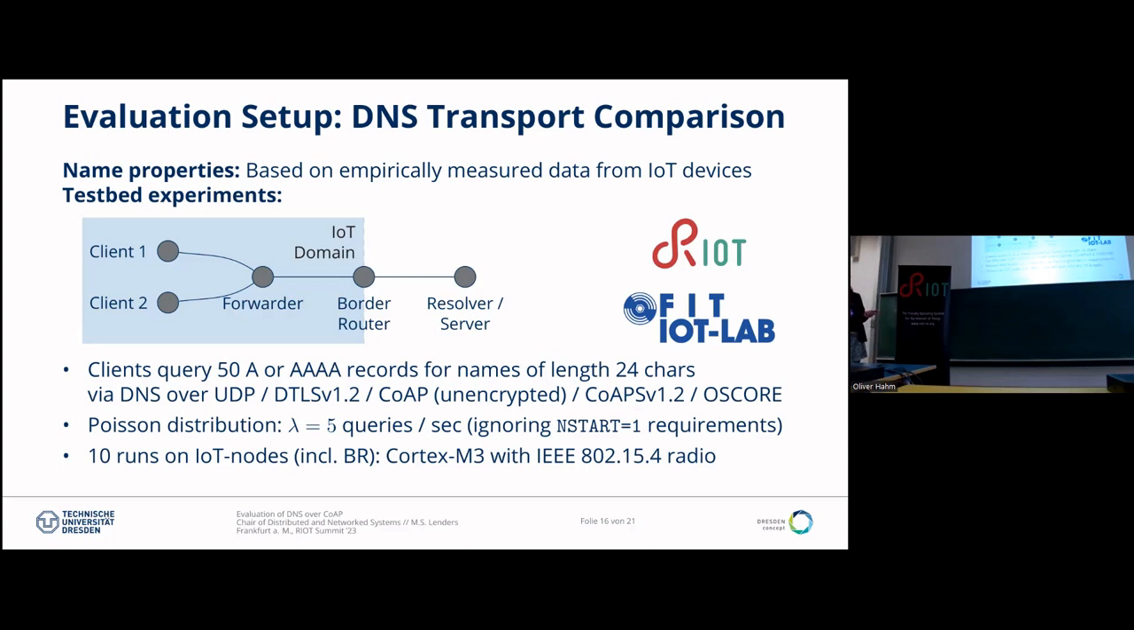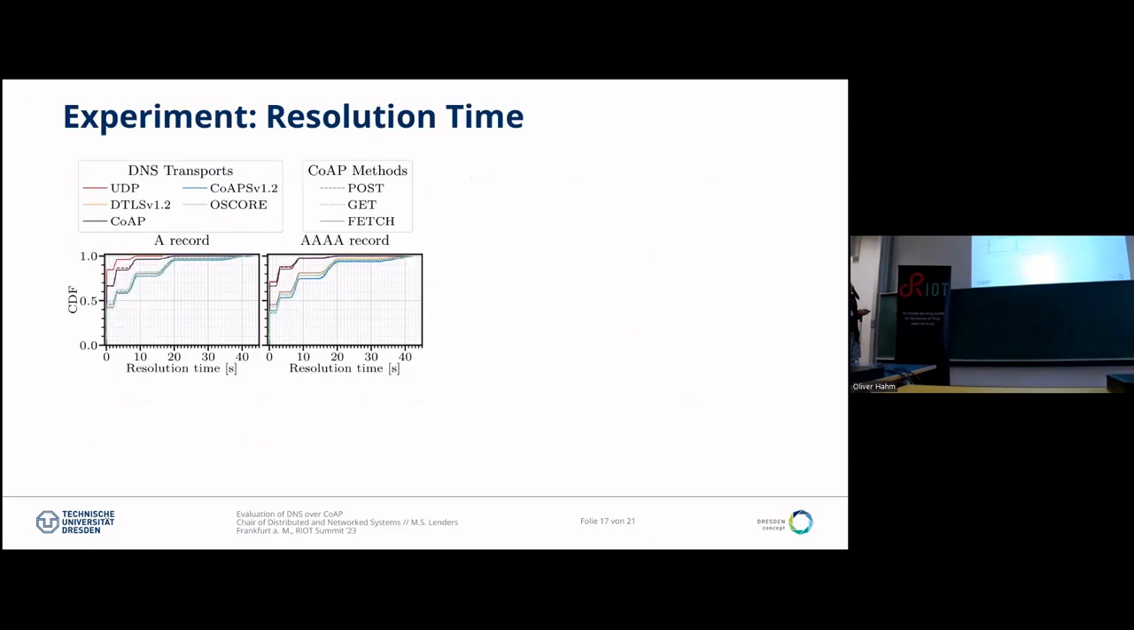For those who know CoAP a bit, this of course ignores the NSTART equals 1 requirement that is drafted in the CoAP RFC, because we do our congestion control for all of the window experiments to have more constrained problems that we can see.